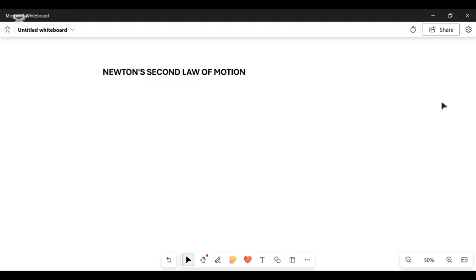Ever wondered why a football moves faster when you kick it harder, or why a truck is harder to push than a bicycle? Today, I'm going to explain Newton's second law of motion in the simplest way possible. Newton's second law of motion states that the acceleration of a body is directly proportional to the force applied and inversely proportional to its mass.